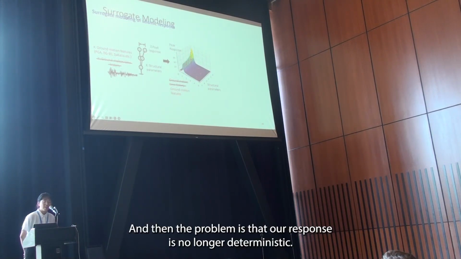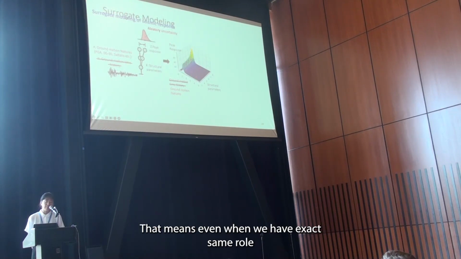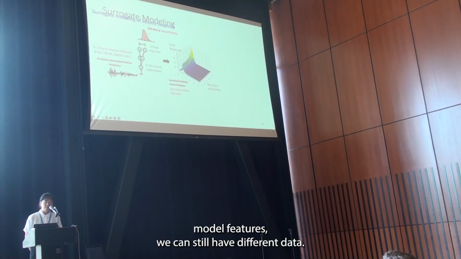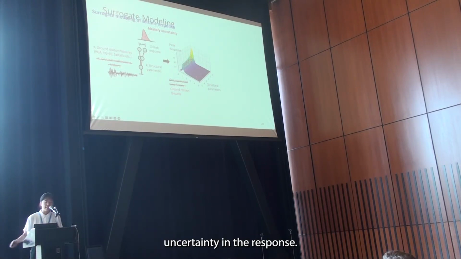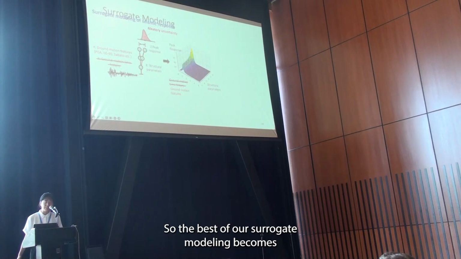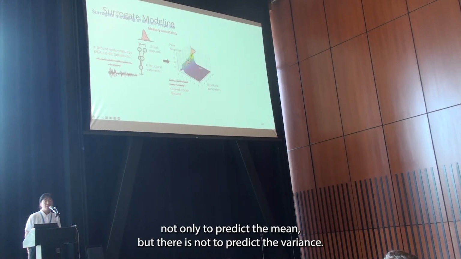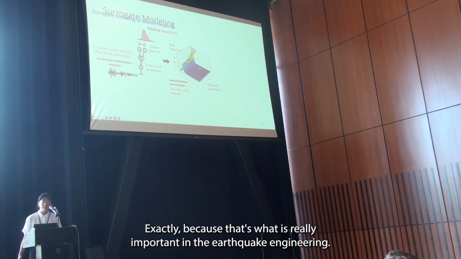And then the problem is that our response is no longer deterministic. That means even when we have exact same ground motion features, we can still have different detail in the time history of a response, and then that creates some uncertainty in the response. So the task of our surrogate modeling becomes not only to predict the mean, but also to predict the variance accurately, because that's what is really important in the earthquake engineering.